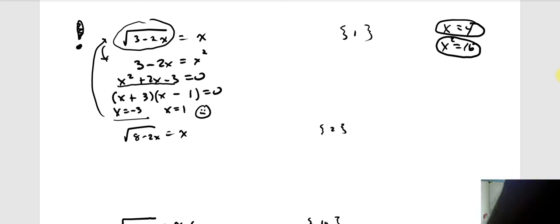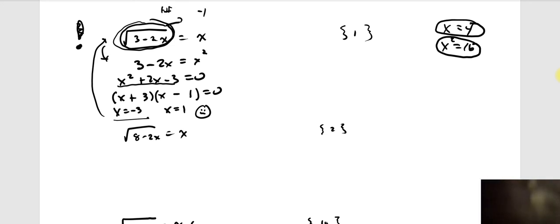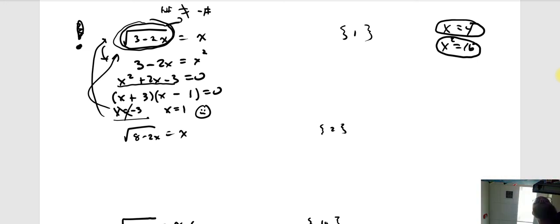If we try the -3, by definition, when you take the square root of something, that's called the principal square root, and that's a positive number. And if we put the -3 here, we get a positive number on the left and a negative number on the right. And these are not equal. So this one right here, we're going to toss out because it does not work. That's why the solution set here has only one value.